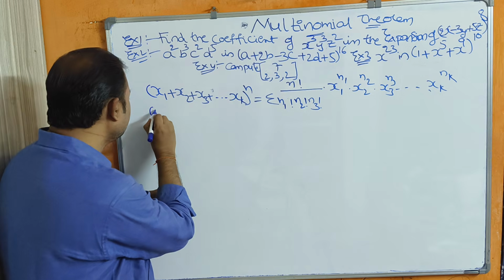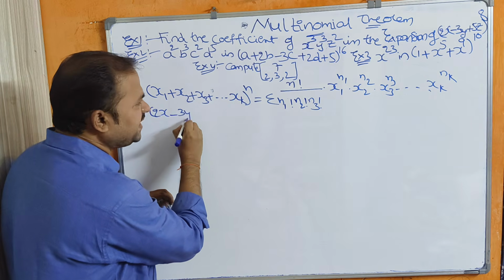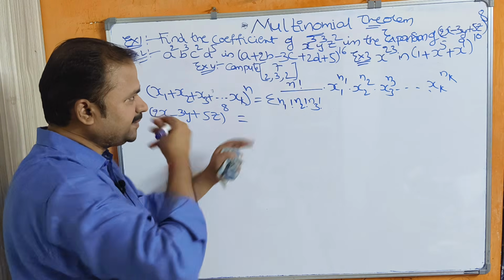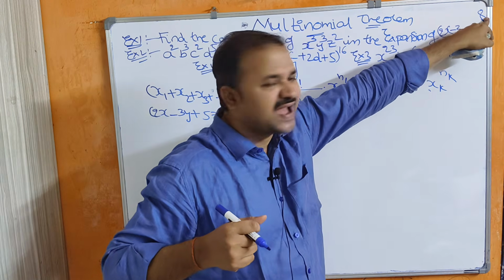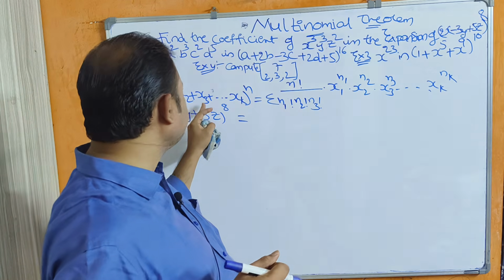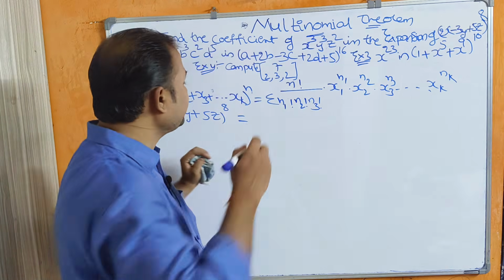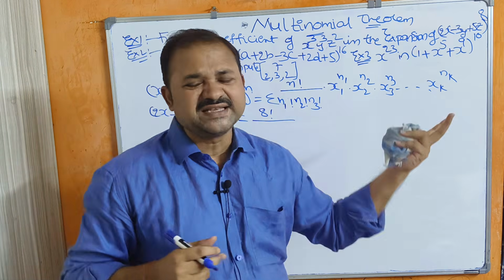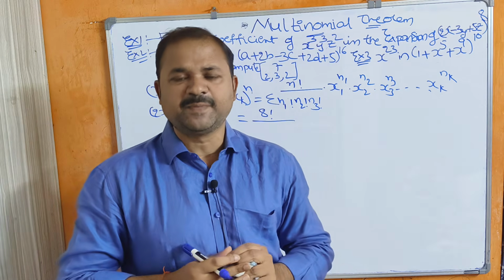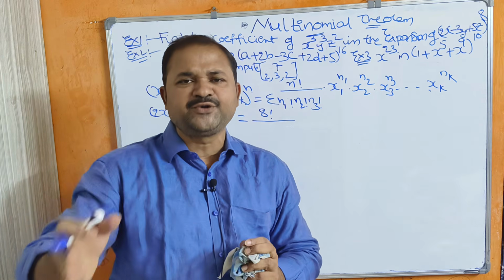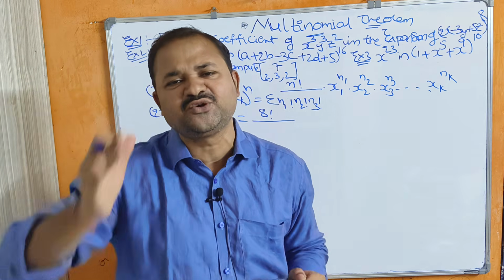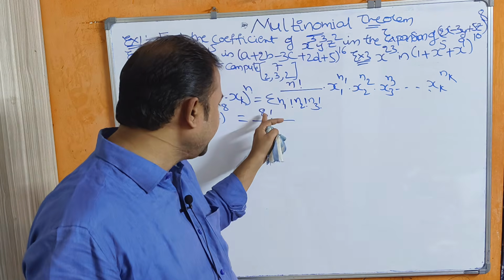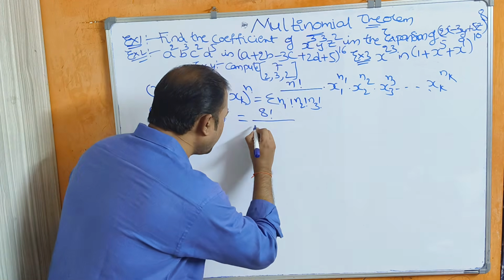So what is the problem? (2x minus 3y plus 5z) whole power 8 equals n factorial. Here what is the n value? This value, the power of (x1 + x2 + x3), is nothing but the n value. So 8 factorial by, we don't know what n1, n2 and n3 are. But the formula says n1 plus n2 plus n3 and so on up to nk is equal to n. So if we add all the n values n1, n2, n3, then we should get 8 as the result. Okay.